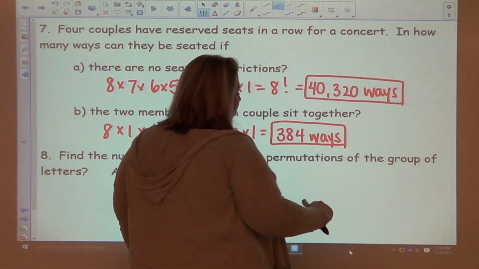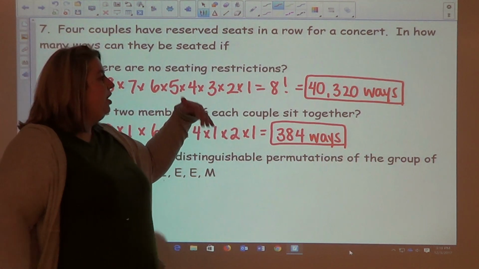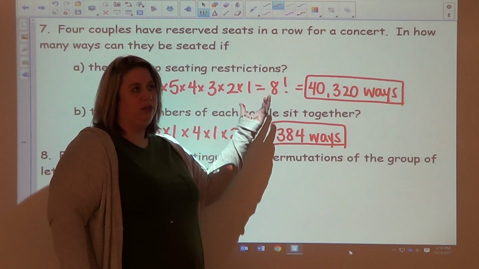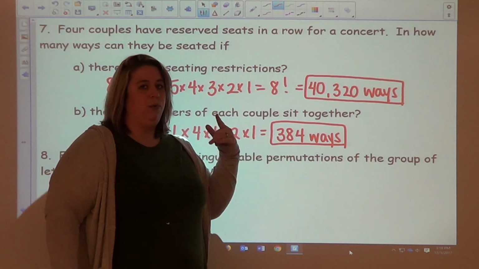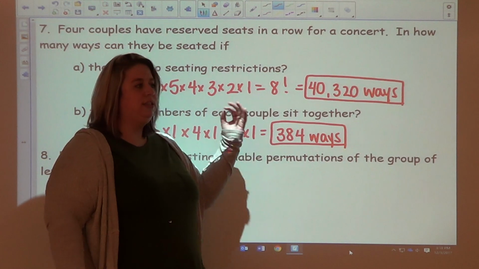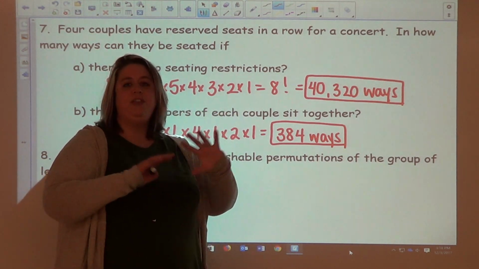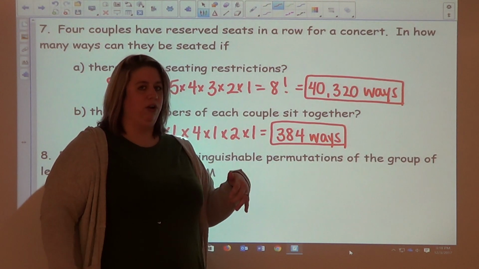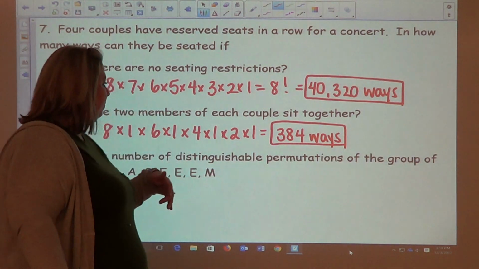When you're thinking of things like this, it's not taking into account who you want to sit by, or whether boys and girls will sit together. This is thinking of if nothing matters, how many different possibilities there are.